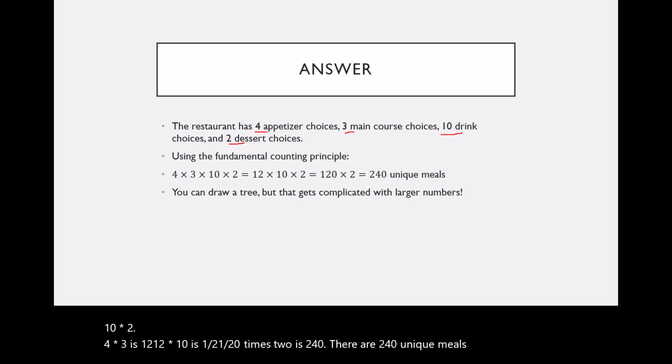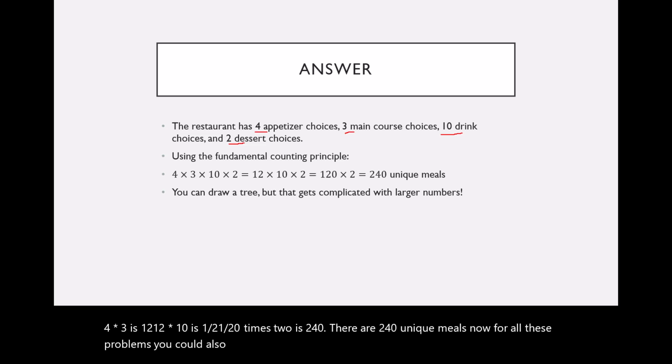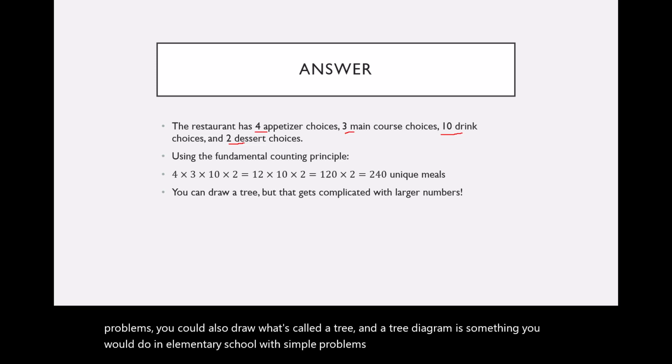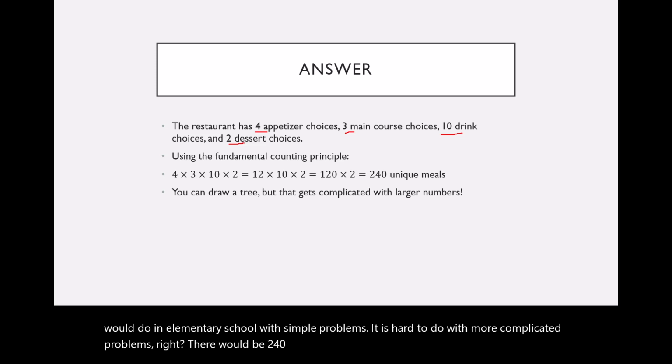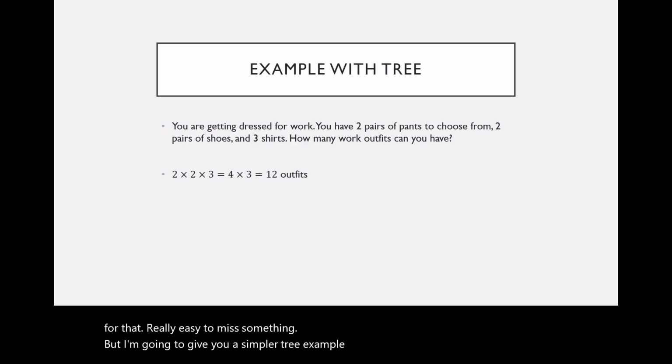Now for all these problems, you could also draw what's called a tree. And a tree diagram is something you would do in elementary school with simple problems. It is hard to do with more complicated problems, right? There would be 240 end branches on our tree, which would need a lot of paper. Really easy to miss something. But I'm going to give you a simpler tree example to conclude with.